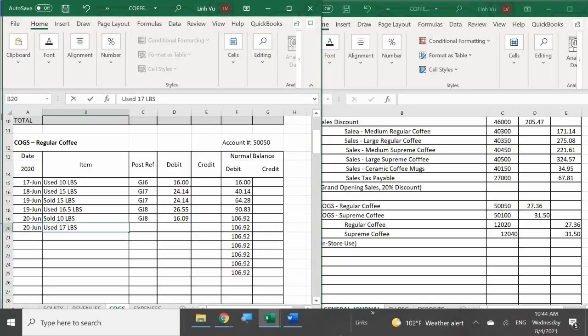We used 17 pounds of the regular coffee, for a total of 27.36, which brings my running balance to 134.28. Correct, 134.28.